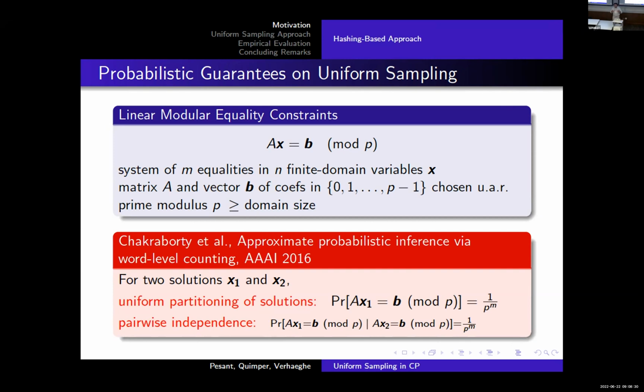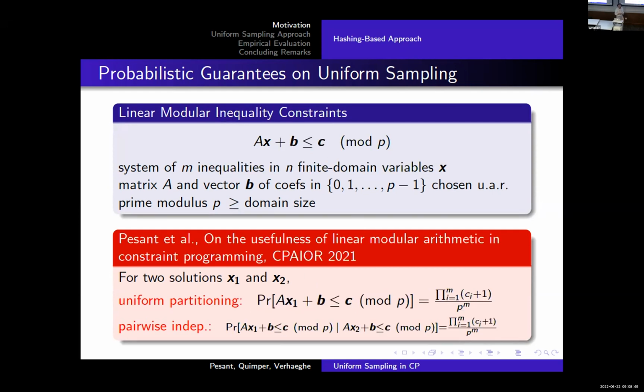But we need a bit more than just equality constraints, because this controls the size of our sample, the proportion of solutions we pick. If P is largish, that's pretty crude. You can't really control the size of your sample so well. So we also need modular inequality constraints.